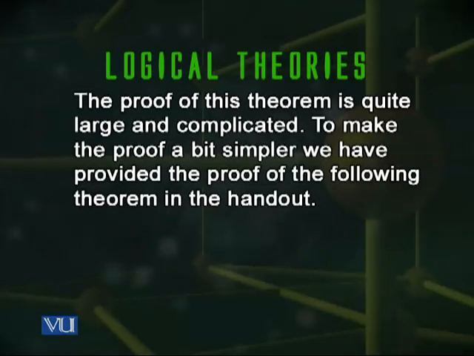To make the proof a bit simpler, we have provided the proof of the following theorem in the handout. This theorem that we are going to prove is going to be slightly weaker than the one that I have stated. In number theory, we have two operations, plus and multiplication. What this handout given to you shows is that if you have the operation plus, multiplication and exponentiation, then we can construct such a formula in the language of that theory. So it's slightly weaker, however, it has all the ingredients that are needed.